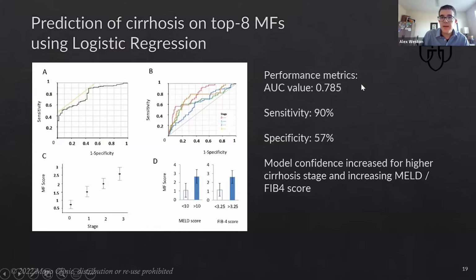So we achieved an AUC value of this combined score of 0.785, about 0.79, with a sensitivity of 90% and a specificity of 57%. And again, we see that this molecular feature score, or the magnitude, tends to increase with increasing cirrhosis stage, which is shown in panel C. And the molecular feature score is also higher with MELD, the model for end-stage liver disease score, and FIB4 score, which are 2 metrics for evaluating cirrhosis in the clinic. And so that's exactly what we would expect.